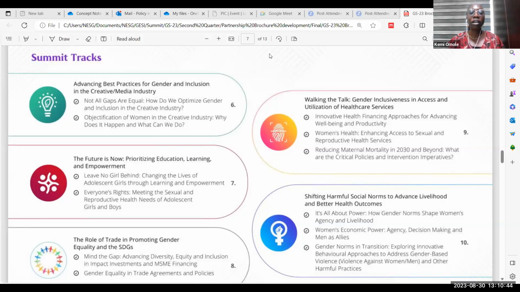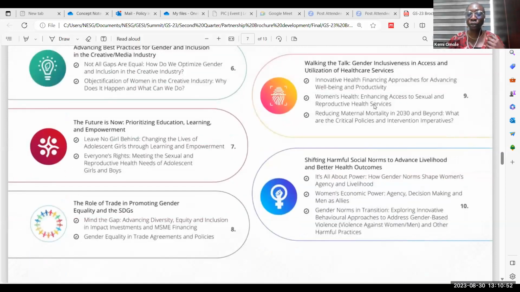We also have something focused on youth, titled The Future is Now, prioritizing education, learning, and empowerment. Because we also know that education and all this enhances growth. We have something on the role of trade in promoting gender equality and the SDGs. We have a subtrack on walk the talk, gender inclusiveness in access and utilization of healthcare services.